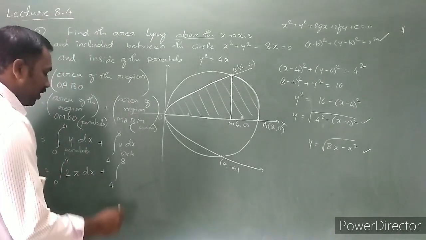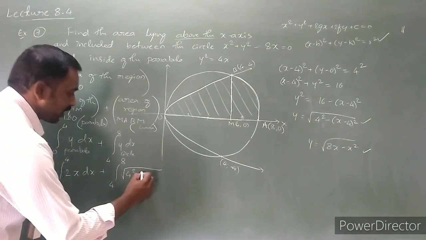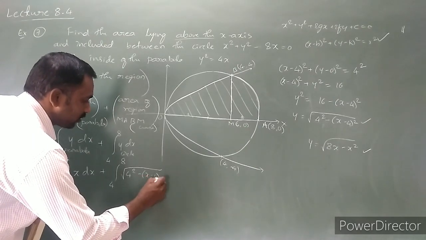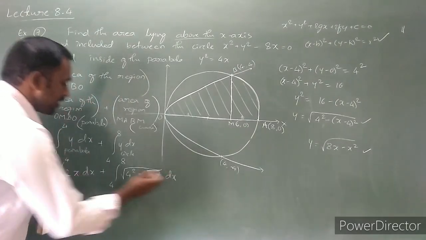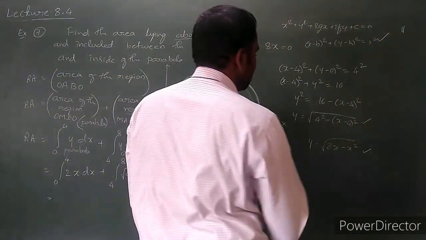Okay, now replace the y value. What is the y value? Under the root of 4 square minus x minus 4 whole square into dx. Limit is 4 to 8. Now simplify. So how to simplify? Better to continue here. I'll just stop this part.